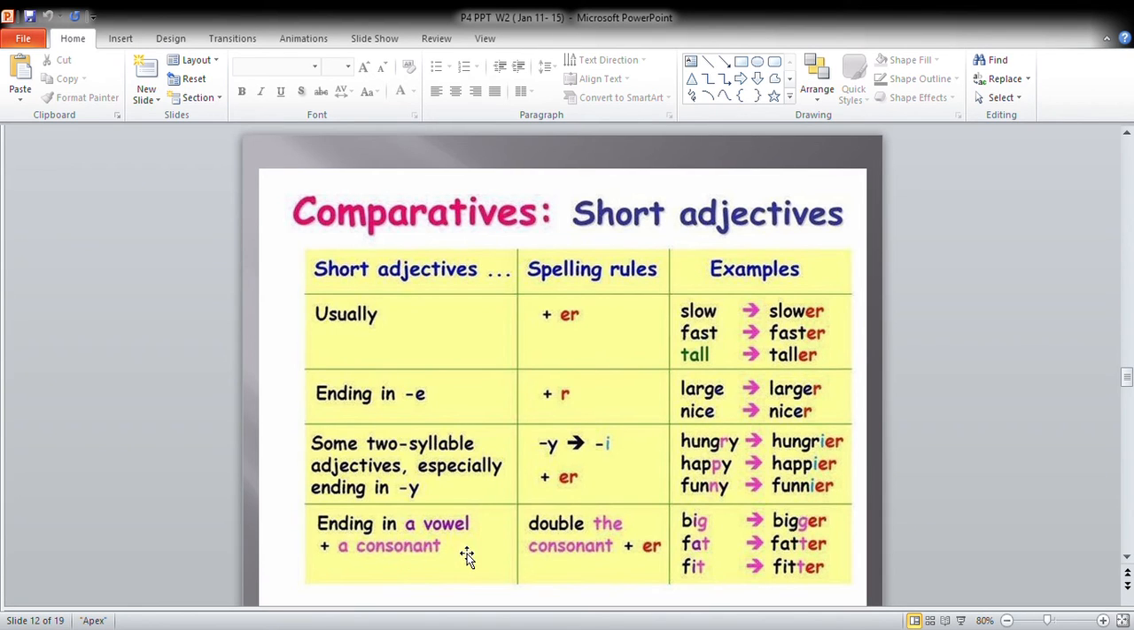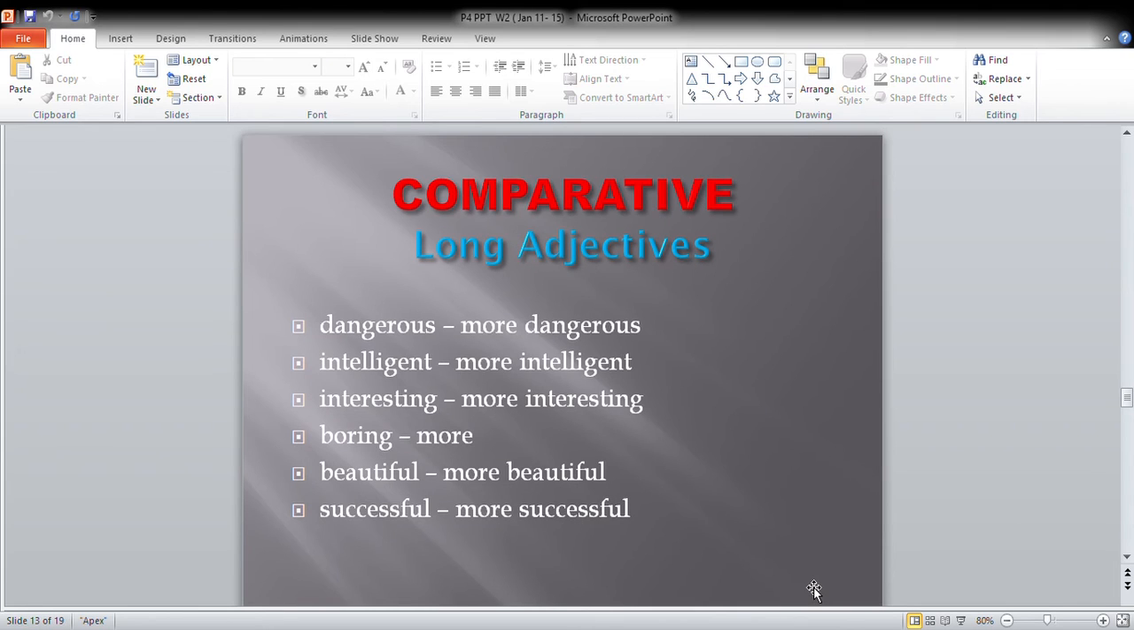What about adjectives ending in a vowel plus a consonant? For example, in big, i is a vowel, g is a consonant. So the rule is double the consonant, then add er. Example, big, we double the letter g, then add er. Big, bigger. Fat, fatter. Fit, fitter. Okay, so that's the rule.